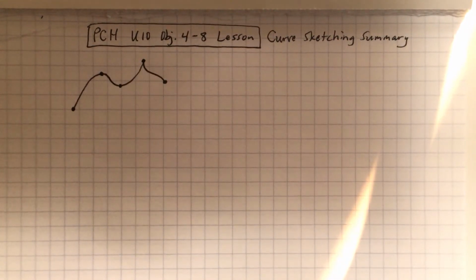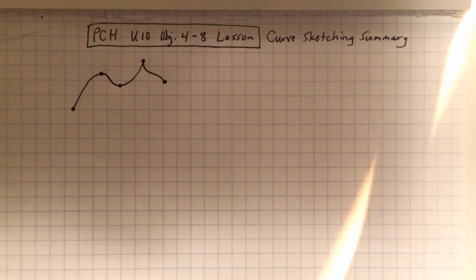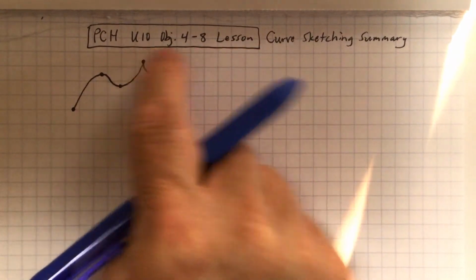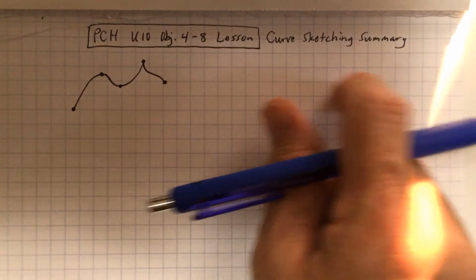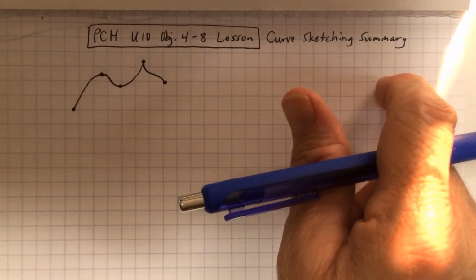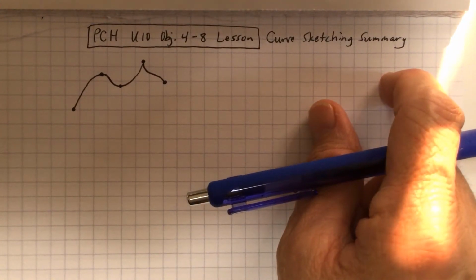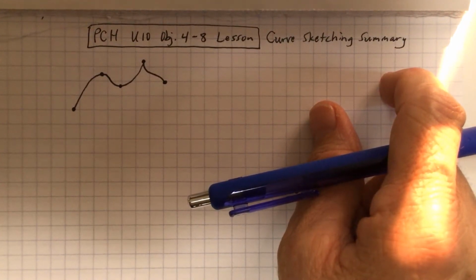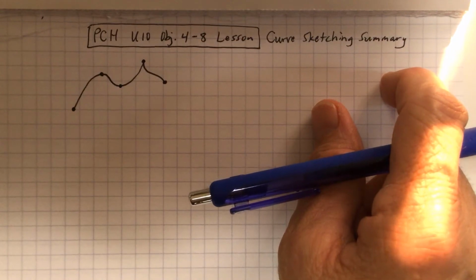So in this video and the next couple, I'm going to attempt to help review and simplify the concepts that we find in objectives 4 through 8 in Unit 10. Now, in Unit 10, objectives 4 through 8 all deal with finding extreme values, finding when you have a local max, an absolute max, local min, absolute min, and where those occur.